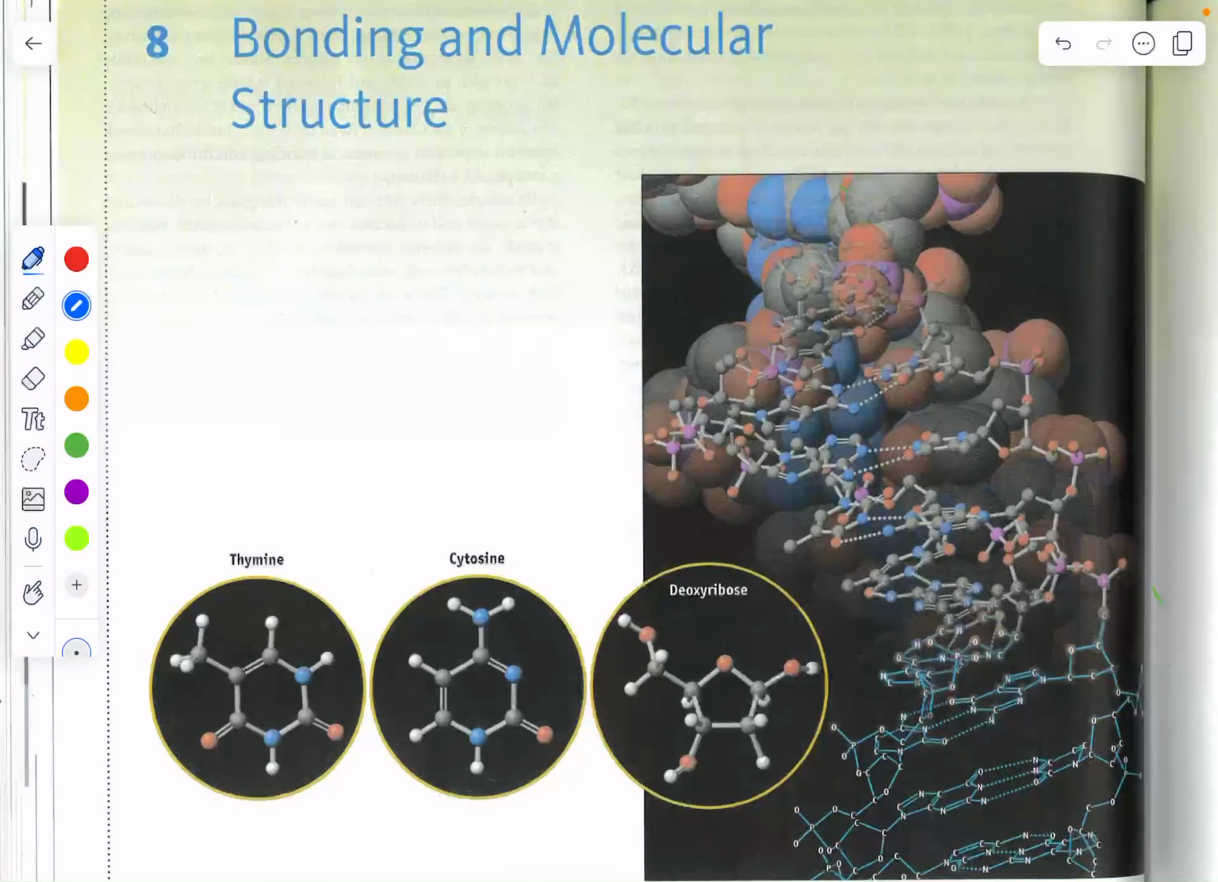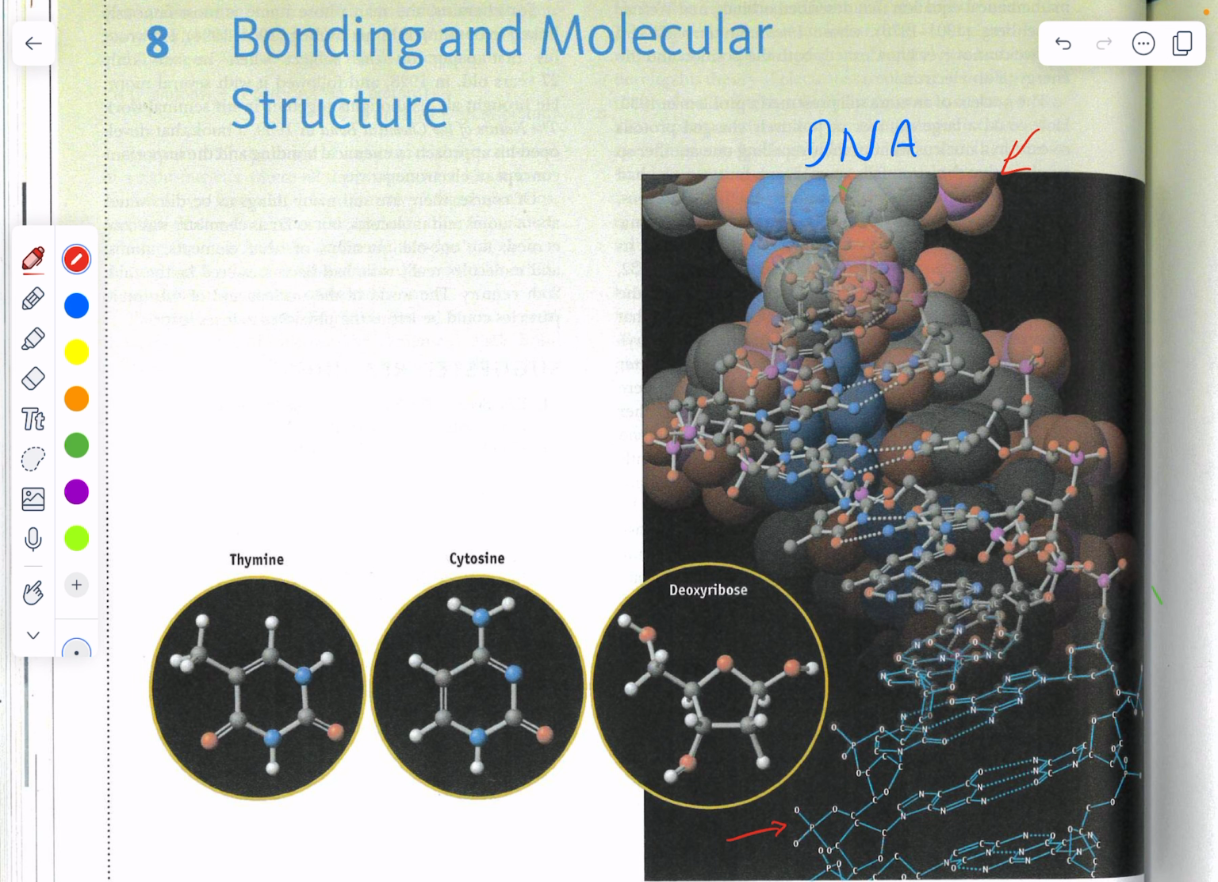This is chapter 8 and lesson 1, bonding in molecular structure. We're looking at the DNA molecule right here. DNA stands for deoxyribonucleic acid. And you can see different colors of spheres in the one kind of model. And you can see another kind of model over here using symbols of the atoms and lines for the bonds. And the one type of model merges into the other model, which shows a better sense of three-dimensional space.